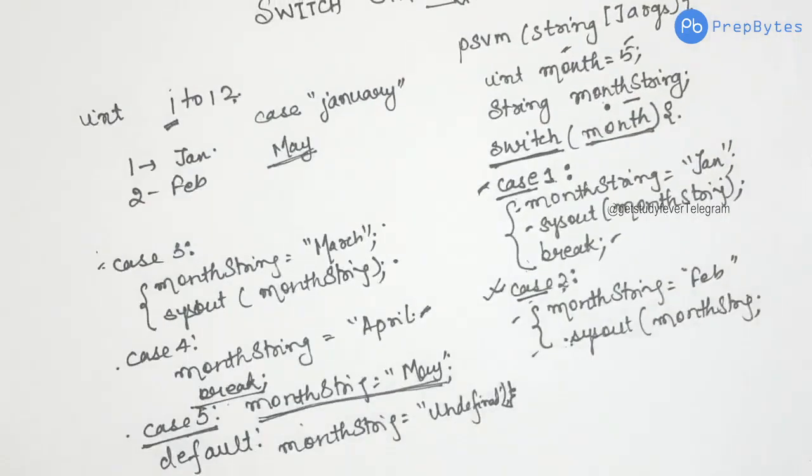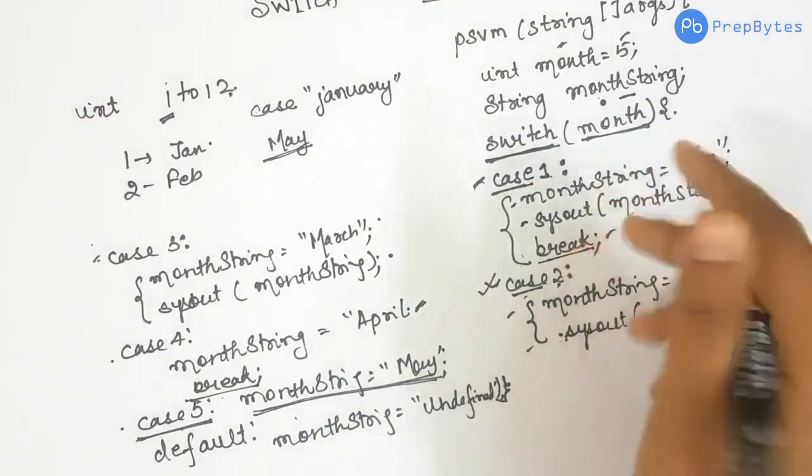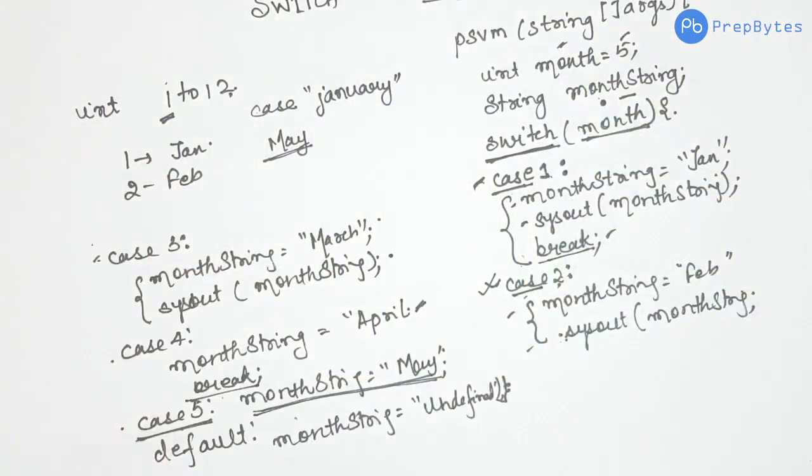This is a tricky thing. Whenever you get a mock test, or when you're writing a switch statement, take care of the break statement. If you don't put break, the flow keeps on going.